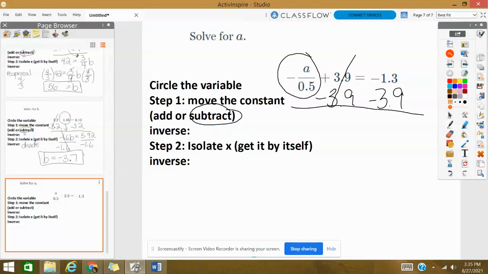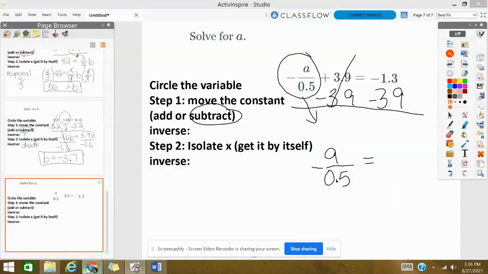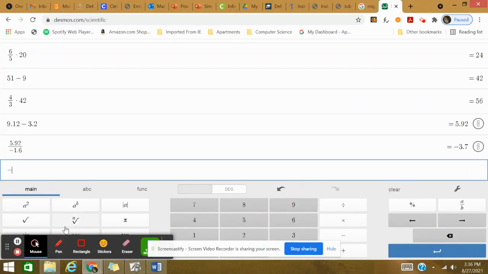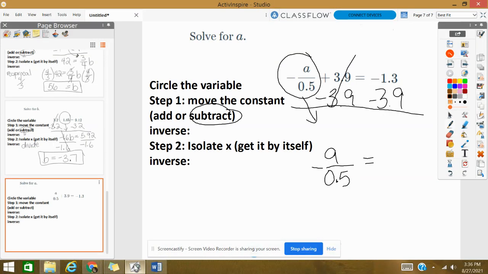The left side will cancel because you have a positive and negative. I'm going to bring my variable down because I haven't done anything with it. So I have negative a over 0.5 is equal to negative 1.3 minus 3.9. Guys, when you use your calculator, please type this exactly how you see it. So we have negative 1.3 minus 3.9. It's going to give me negative 5.2.